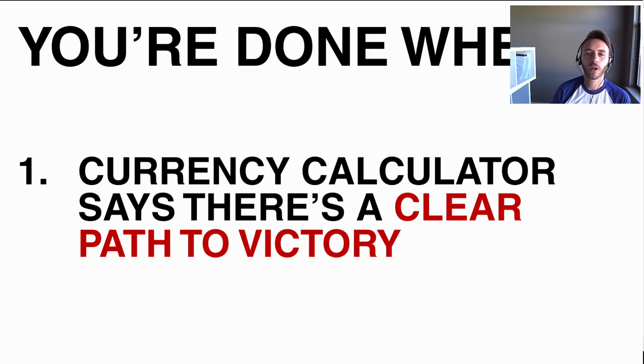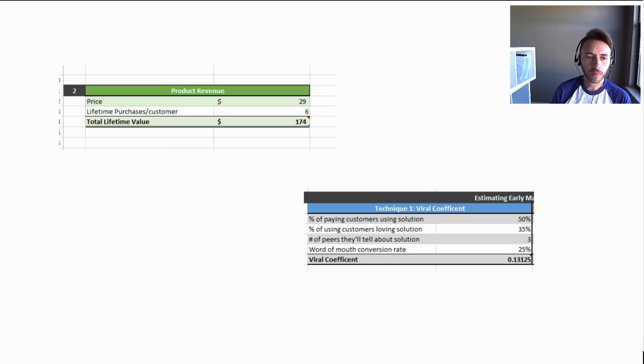Now there are two numbers that we are trying to tweak in utility testing that have an impact on your path to victory. And those two numbers are the total lifetime value, or the lifetime value of your customer, and the viral coefficient. So these are the two numbers that we care most about and that will determine whether or not you are on your path to victory. Of course, in currency testing, we estimated these numbers, and now in utility testing, we're actually testing and determining what value these numbers have.